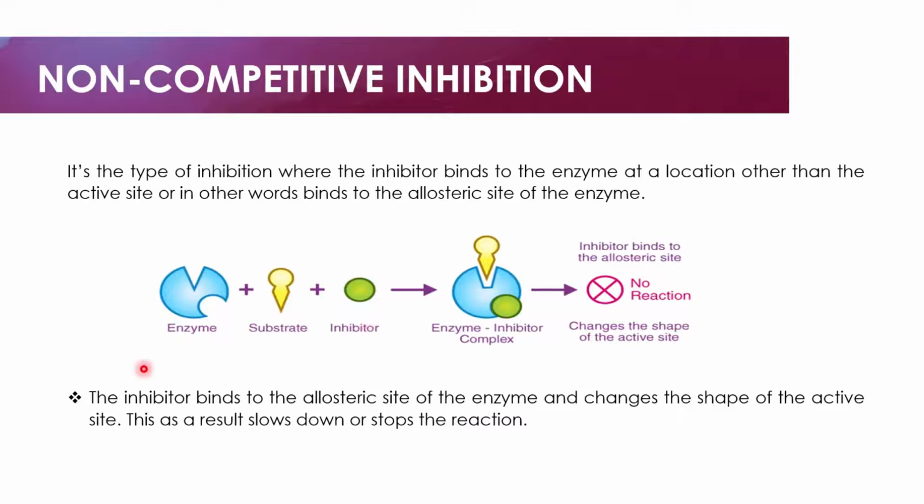So what happens in a non-competitive inhibition is that the inhibitor binds to the allosteric site of the enzyme to form an enzyme inhibitor complex. And this changes the shape of the active site of the enzyme. So if you can see over here, looking at the shape of the active site of the enzyme and its shape over here, there is a change in the shape of the active site. And this, as a result, slows down or stops the reaction.